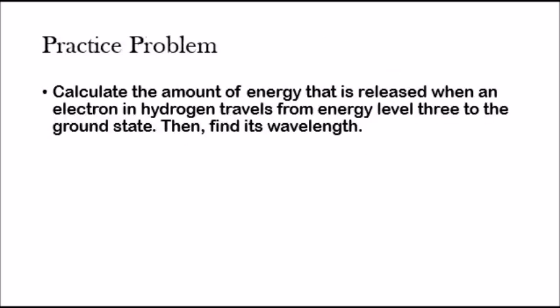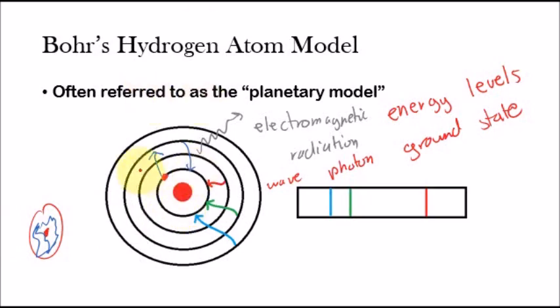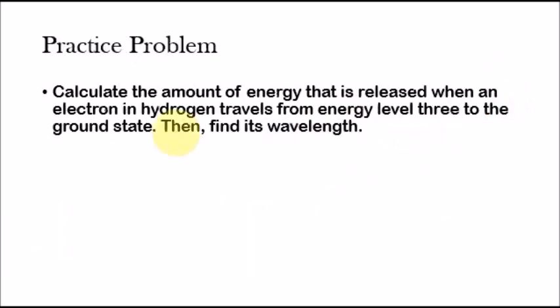So let's look at a problem which ties all this together. Calculate the amount of energy that is released when an electron in a hydrogen atom travels from energy level 3 to the ground state. Then find that wavelength. So essentially there's an electron in energy level 3. So let's say 1, 2, 3. It's going up to the third energy level, it's coming back down, and it's releasing energy. So the question is asking us first, how much energy is being released?